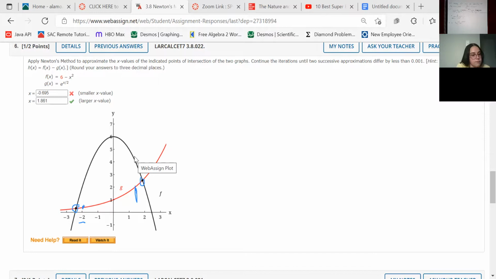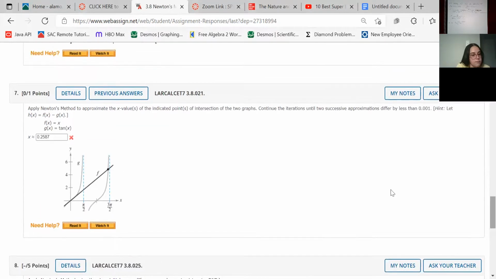Is number 7 the same? Because on that one, I know I have the x and a tangent. I don't know. Can you show me 7? Apply Newton's method to the intersection of the two graphs.